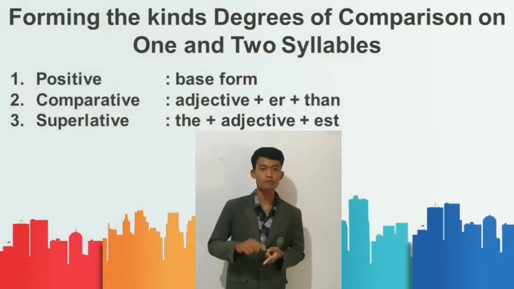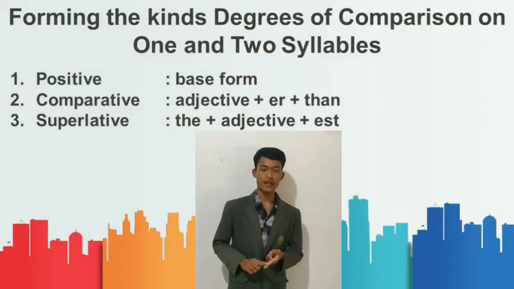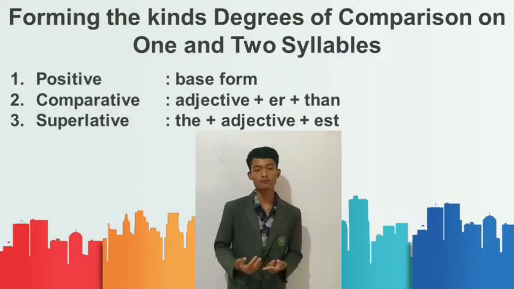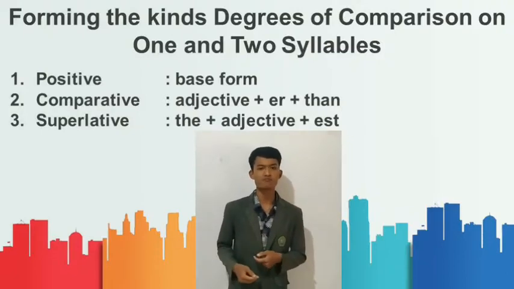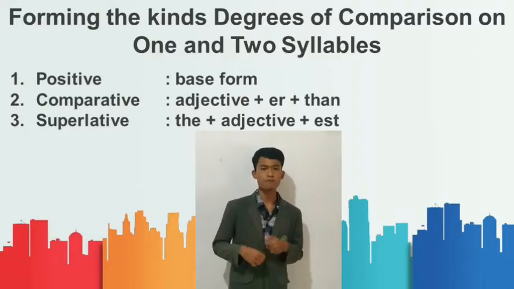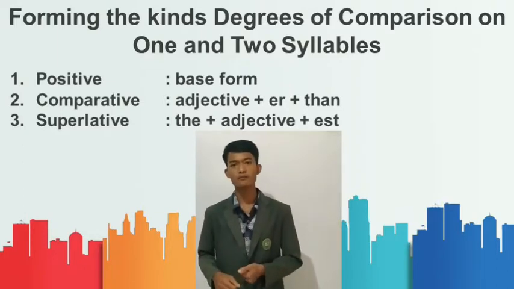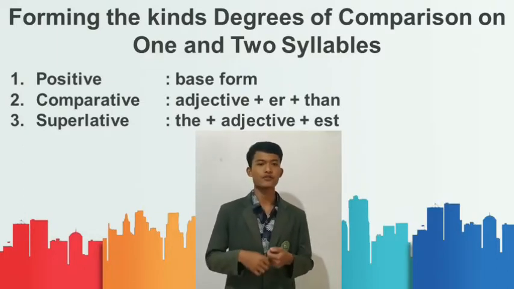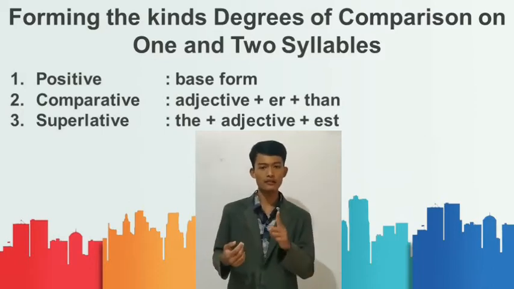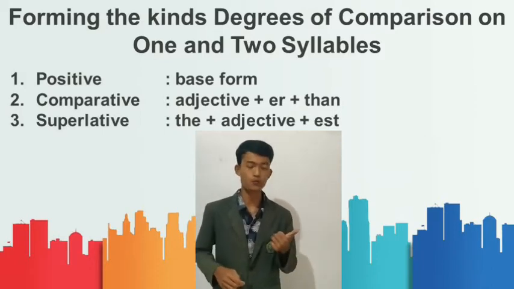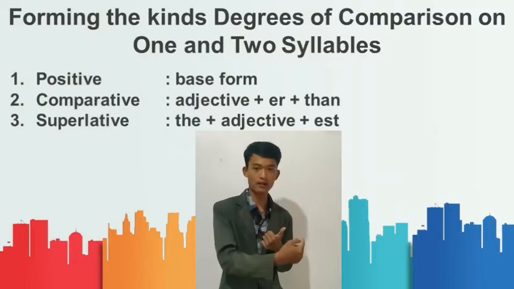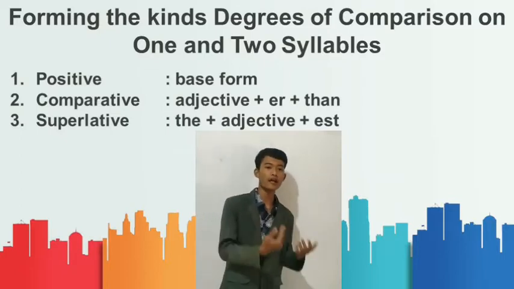One syllable and two syllables have the same formula. We can check it out. First, for the positive degree, it has the same base form. It's kind of like some base form, big, and then just one. Big is one syllable, okay? And then how about the comparative?